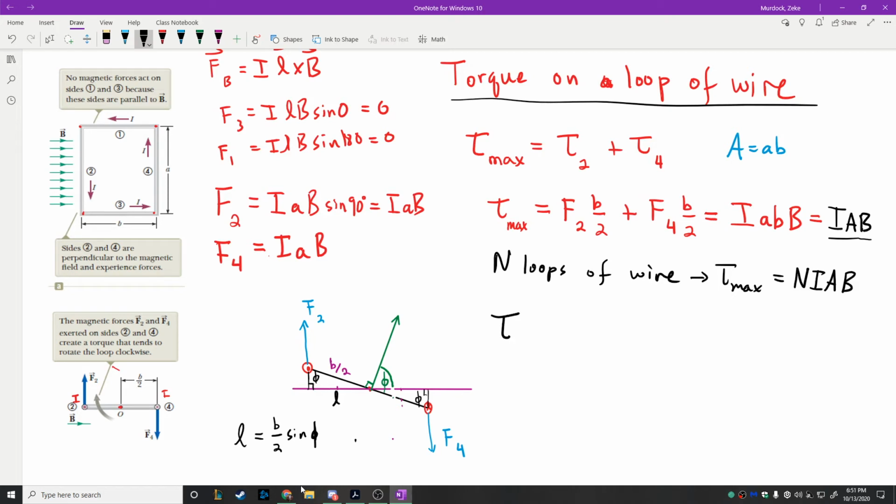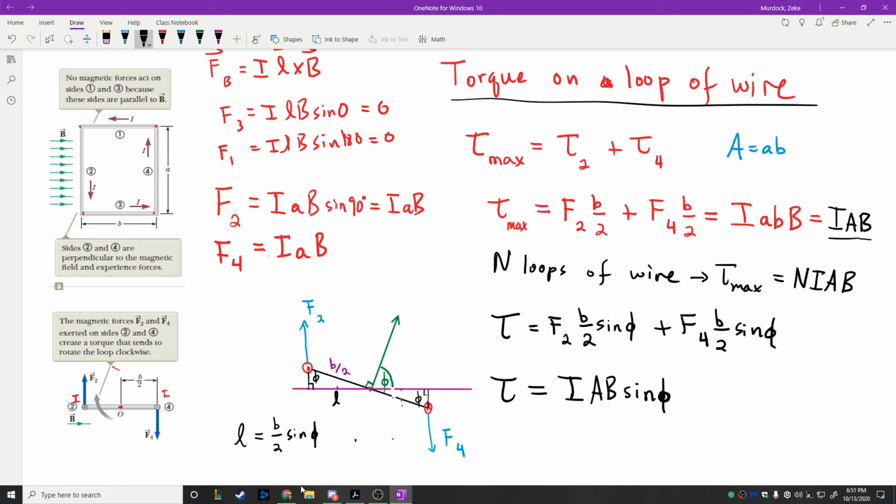And now, when I find the torque on this system, it's going to be equal to the same thing that we got before. It's going to be F2 times b over 2, but also times the sine of the angle phi. And then same thing for F4. That's our total torque now. Adding those together, we end up getting basically the same thing we got before, except it's just I times A times B, and now you have a sine of phi in here. Which tells you that the size of that torque is going to depend on the angle. At what angle are you going to get the maximum torque?